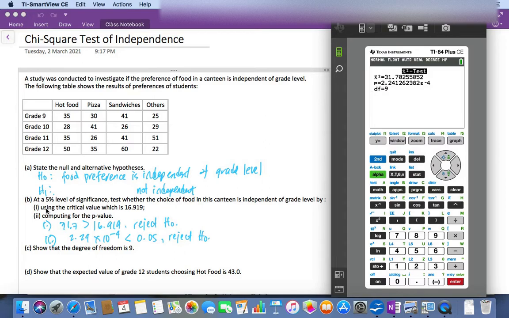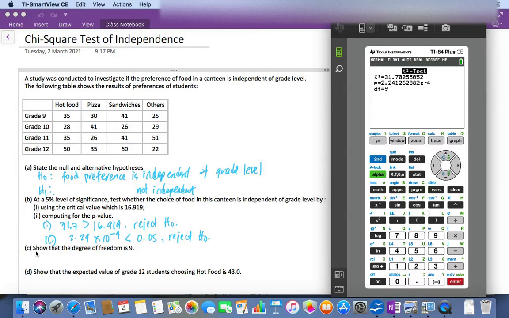The next step is to show that the degree of freedom is 9. If you notice, that degree of freedom is also given by your chi-square calc test, and this degree of freedom is 9, but you are sometimes required to show why that became 9. The formula that you use for the degree of freedom is number of rows minus 1 multiplied by number of columns minus 1.